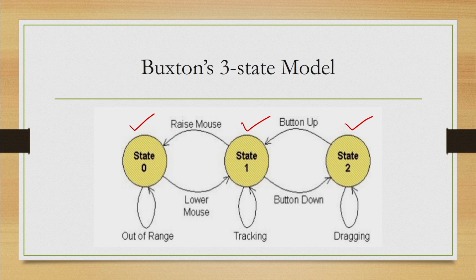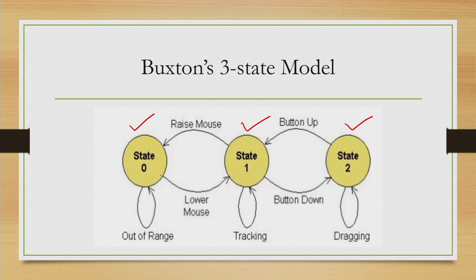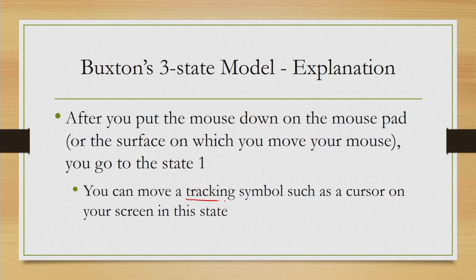Now you remain in this state as long as you keep the mouse above the surface or not in touch with the surface. So once you lower the mouse, once you put it down on the surface, then there is a state transition, you come to state 1. Now in state 1, what you can do is basically you can track a cursor, or in more general terms there is a tracking symbol which you can track. In mouse typically that is the cursor that you track.